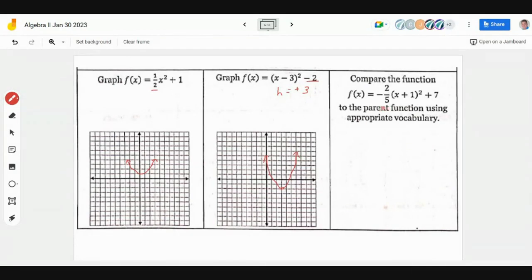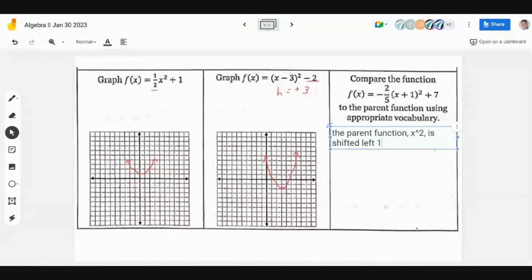Now, this has none of these. Compare this to the parent function and use appropriate vocabulary. So let's see if we can do this properly. Obviously the parent function is x squared. It's shifted left 1, because that's plus 1, so that means h is negative 1. Up 7, because we got plus 7 at the end. And then we have a negative and a 2/5.